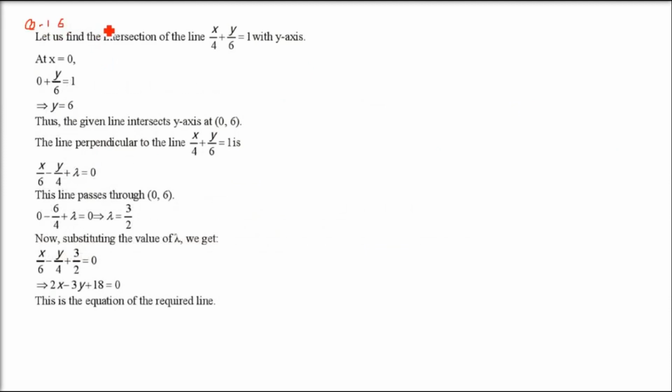Question number 16. The important thing here is it is an NCERT question. Find the equation of a line drawn perpendicular to the line x by 4 plus y by 6 equals 1 through the point where it meets the y-axis. Meeting the y-axis, what does it mean? On the y-axis, x equals 0.